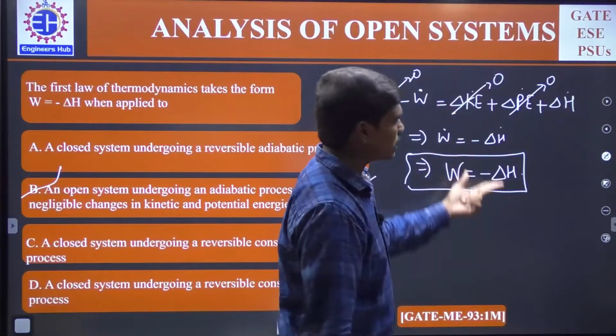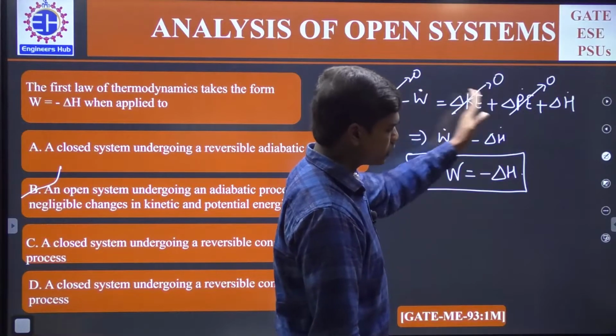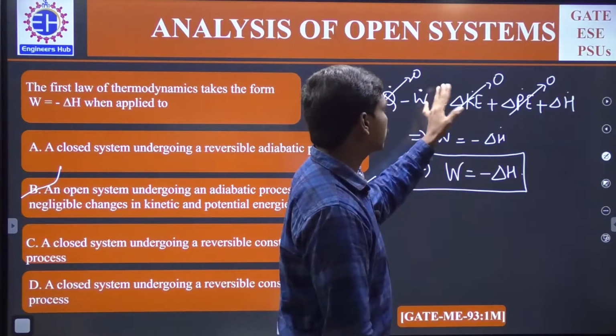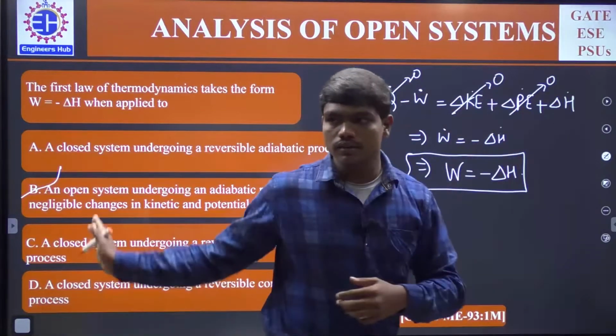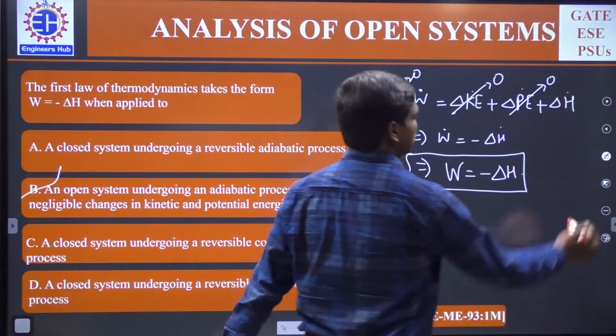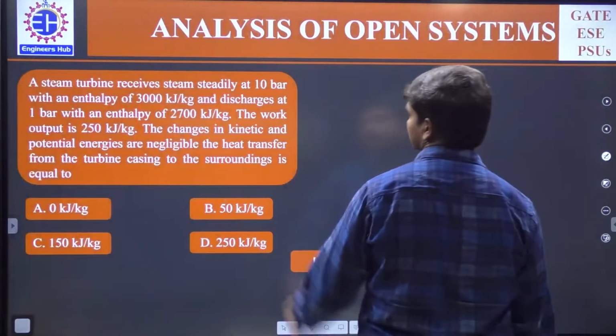Because if you want to convert this equation into this particular form, then you need to make proper assumptions such that we neglect some terms, and with the neglections that we considered here, this option B gets matched. So this is the next question.